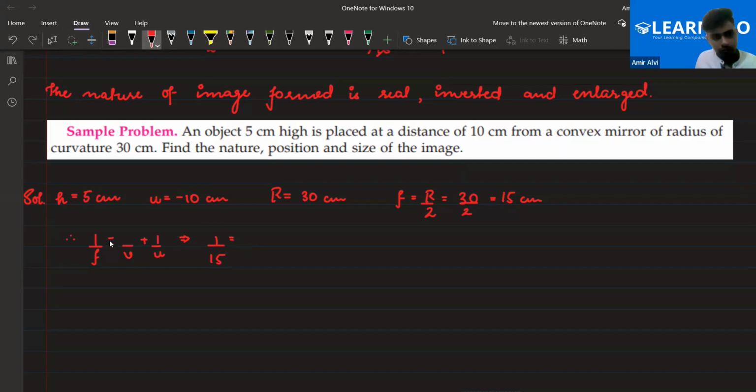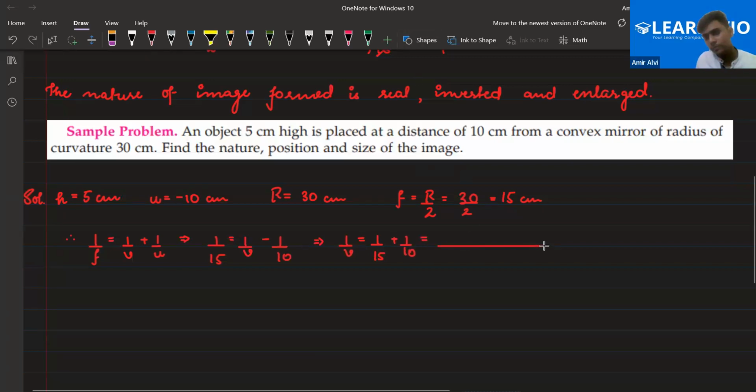Okay. 1 by v we have to find. Negative of 1 by 10, I'm going to shift the 1 by 10 to the right hand side, so it will become positive. 1 by v is equal to 1 by 15 plus 1 by 10. So what we will do, we will cross multiply: 10 plus 15 divided by 15 into 10. So it is 25 divided by 15 into 10.